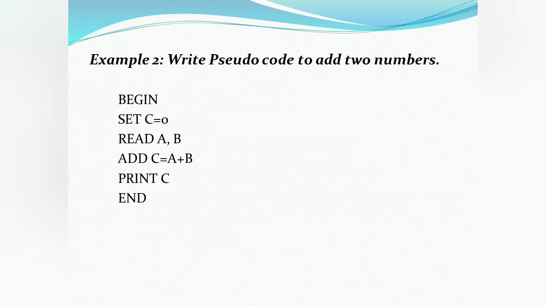This is the example pseudocode to add two numbers. To start the pseudocode, begin keyword is used. Then for the initialization, set keyword is used to initialize the value 0 to the variable c. Next, read keyword, that is for reading the variable a and b. Then for the processing, add keyword is used. In order to display the result, here print keyword is used. Then finally, end keyword is used to terminate the pseudocode.